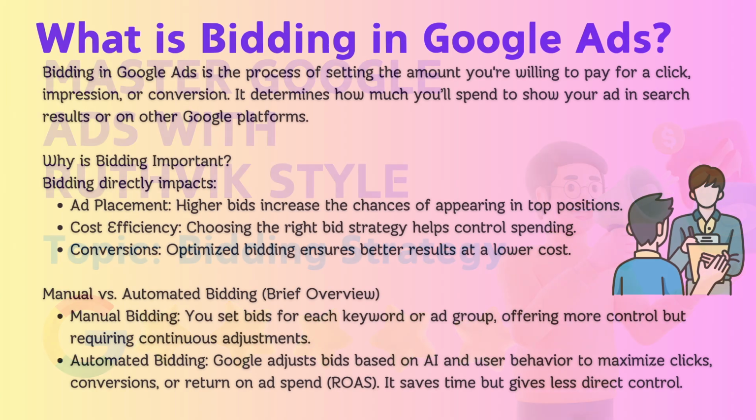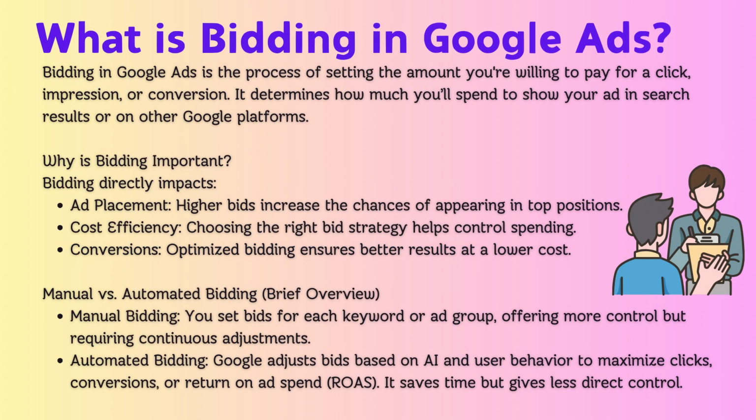So what is bidding? Bidding in Google Ads is the process of setting the amount you are willing to pay for a click, impressions, or conversions. It determines how much you will spend to show your ad in search results or in the other Google platforms. So bidding is nothing but how much you are willing to pay for a customer. If you have data, you can bid. If you don't have data, we can go to maximize settings.